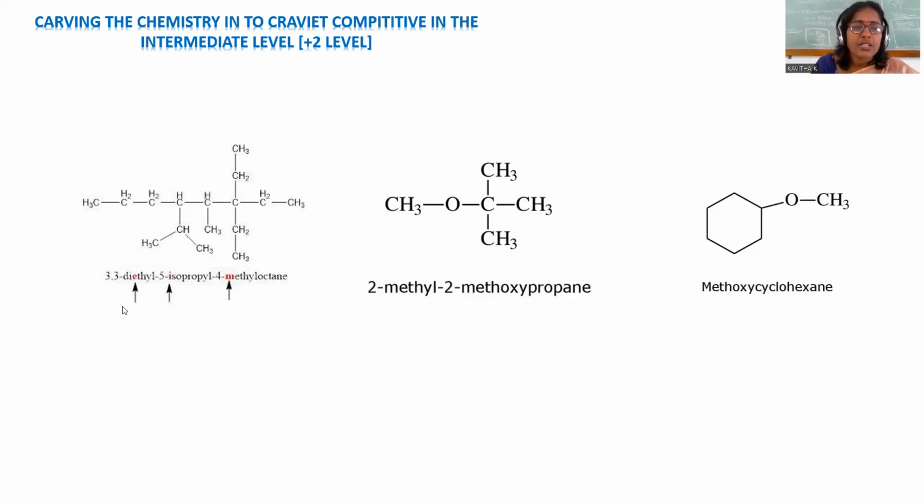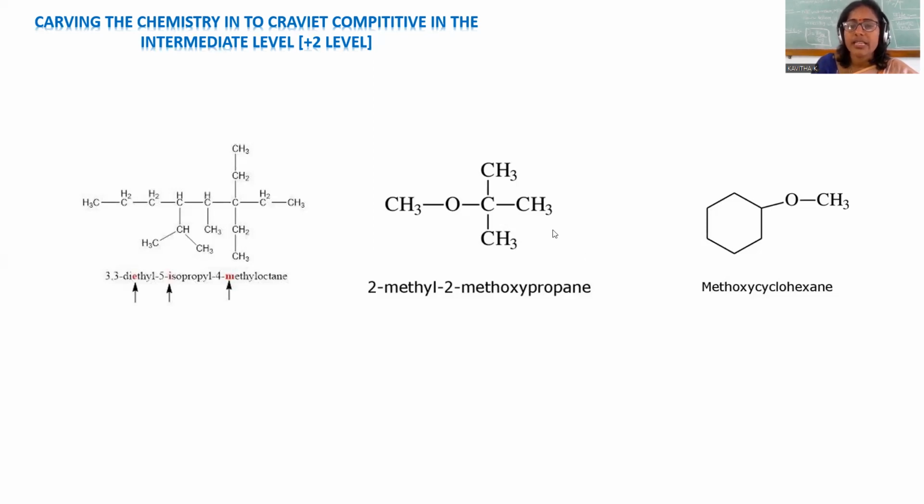Here, the substituents must be arranged in alphabetical order. Diethyl, the e will come first, followed by isopropyl, I will come next in accordance with the alphabetical order, and M will come next. So we have to arrange all these: 3,3-diethyl, 5-isopropyl, 4-methyloctane. The longest chain is 8 carbon, so octane is the name. This is the way we can mention the IUPAC nomenclature for the organic compound.